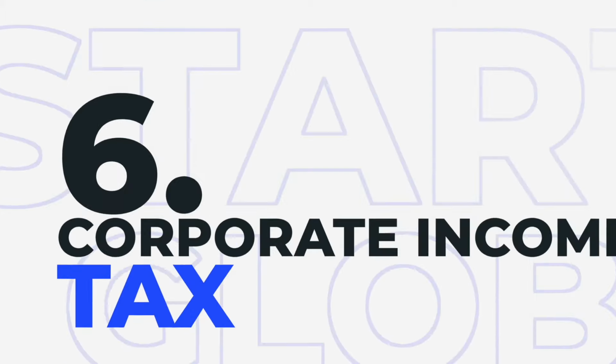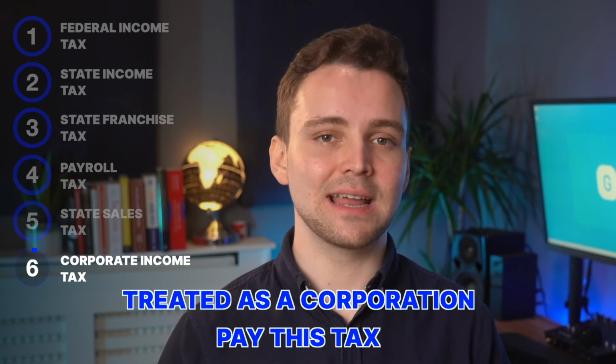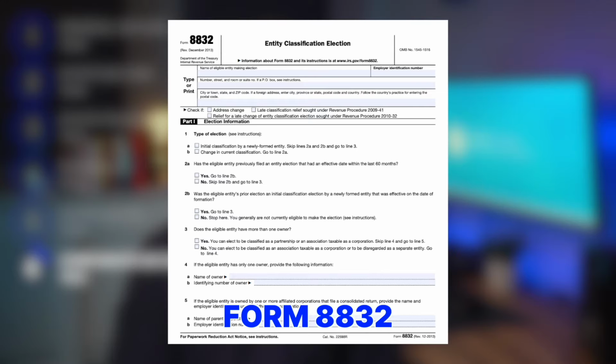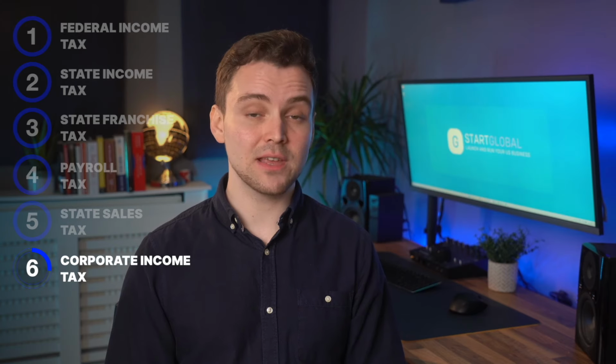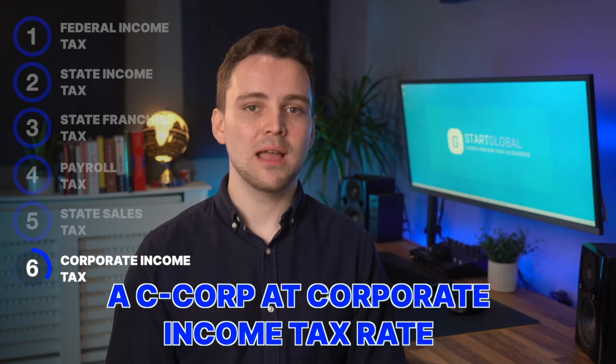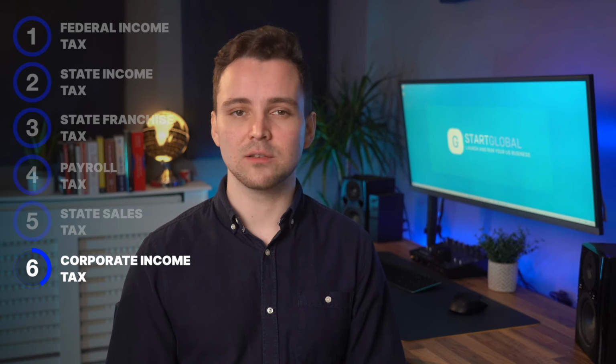6. The next type of tax is corporate income tax. Only LLCs that have elected to be treated as a corporation pay this tax. When an LLC wants the IRS to treat them as a corporation for the purpose of income tax, they file Form 8832 with the IRS. After IRS accepts their request, LLC pays income taxes like a C Corp at corporate income tax rate, which is 21% of the total taxable income.